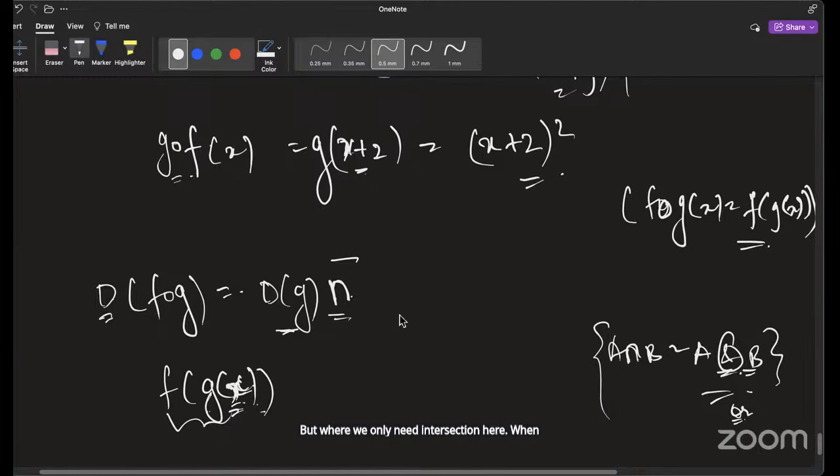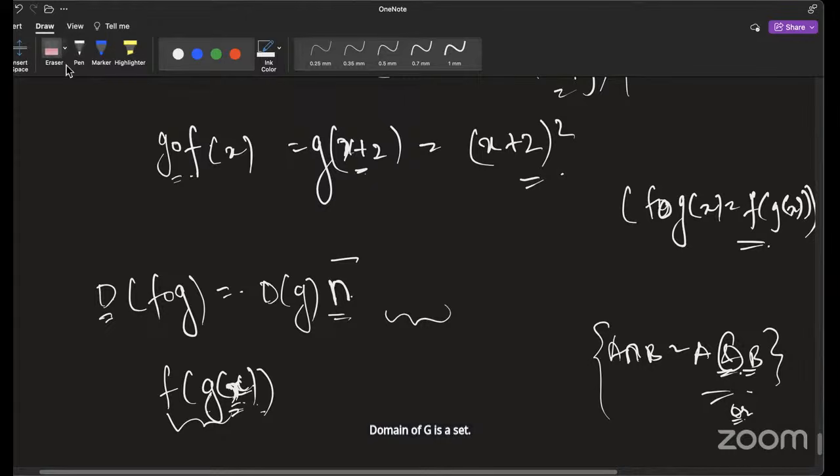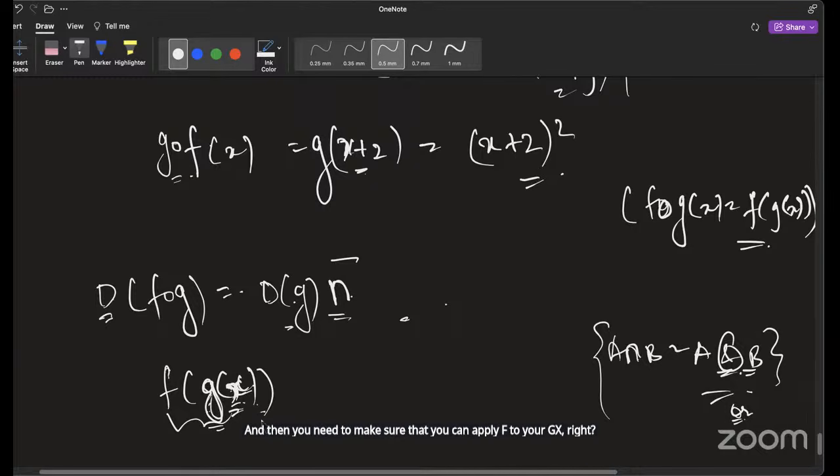When I write this thing and the other set, this is a set, right? Domain of G is a set. So one set is this and the other set I'll write here. That would mean that the x you'll get is in this set and it's in the other set too. So for the domain of this thing, first you need to make sure that you can apply G to your x. And then you need to make sure that you can apply F to your GX, right? But do we need to do it for all GX?